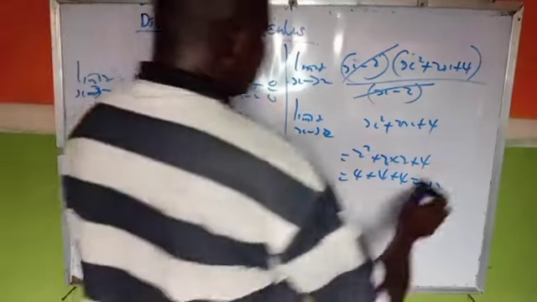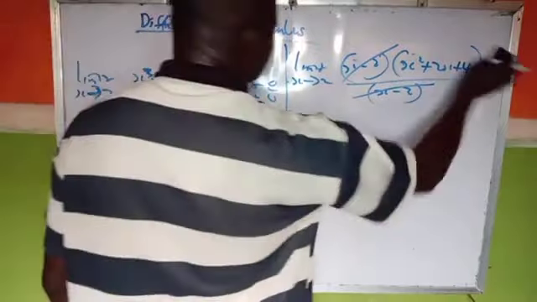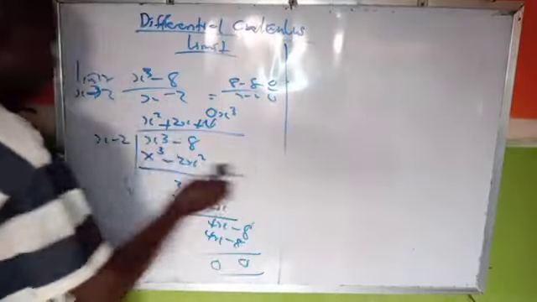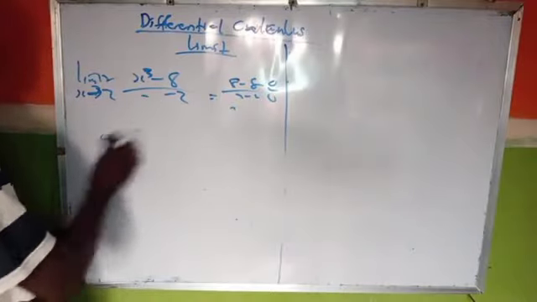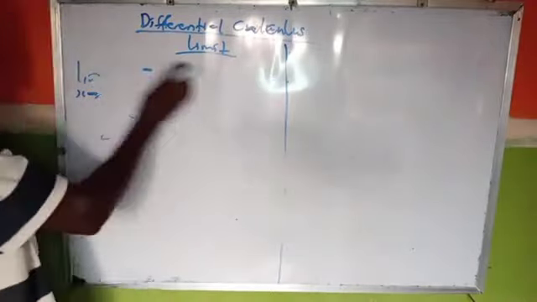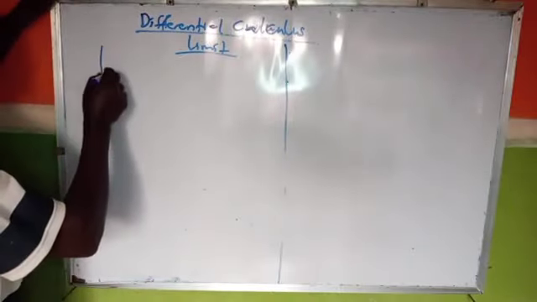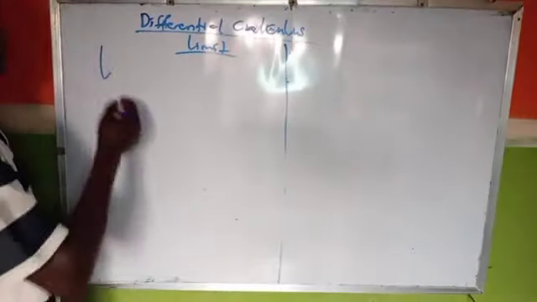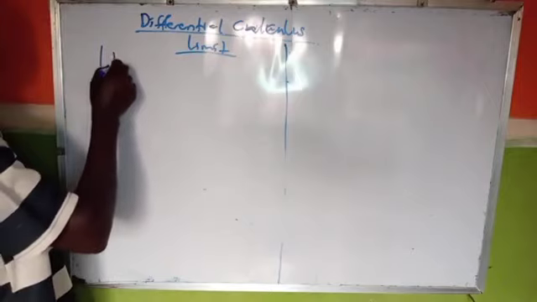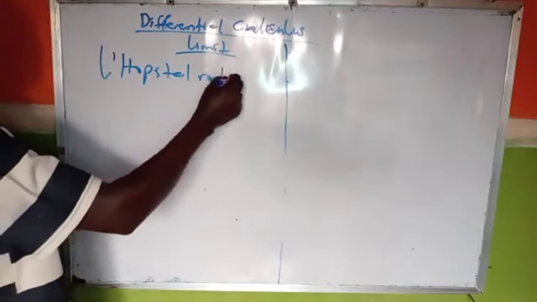Now, though this method, you don't use it much in secondary school, but you can just have knowledge of it. You call it the L'Hopital rule, or Bernoulli's theorem. So here you have the L'Hopital rule.